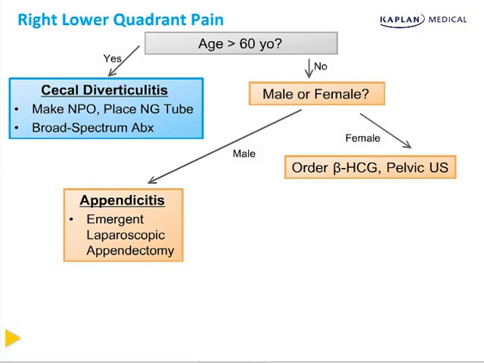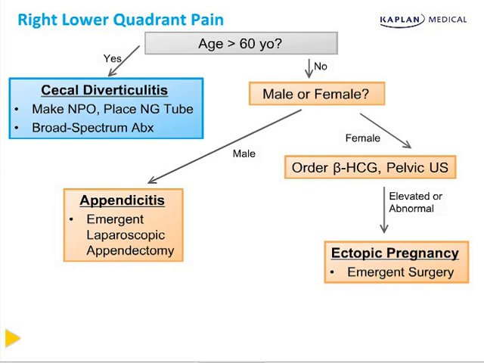Conversely, if the patient is female, you must order a urine beta-HCG to ensure that the patient is not pregnant. A pelvic ultrasound should also be performed to evaluate for an ectopic pregnancy. Remember, never do a CT on a premenopausal female unless you have confirmed that she is not pregnant. If either of these tests is abnormal, an ectopic pregnancy is likely, and these patients must be treated surgically to prevent a life-threatening rupture of the fallopian tubes.